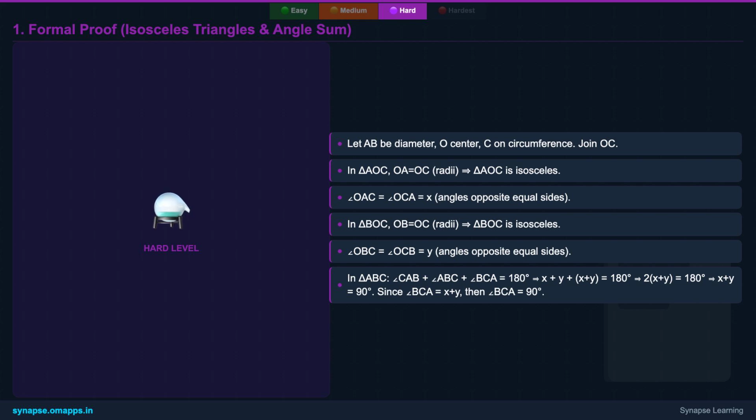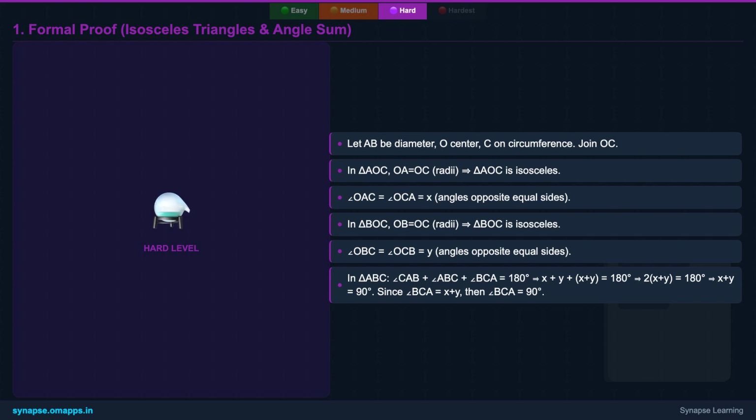Draw a line from O to C. Now we have two triangles, AOC and BOC. Since OA, OB, and OC are all radii, they are equal in length. This makes triangle AOC an isosceles triangle, so angle OAC equals angle OCA. Let's call this X. Similarly, triangle BOC is isosceles, so angle OBC equals angle OCB.